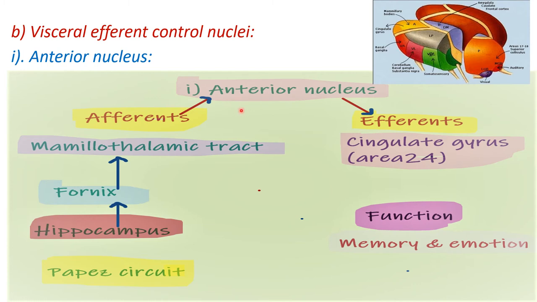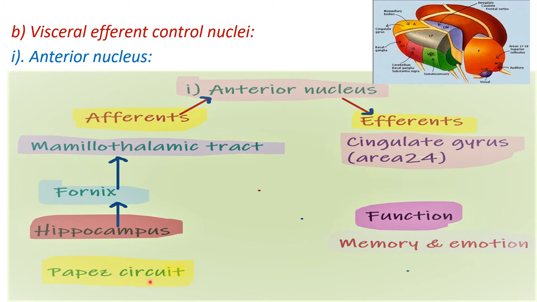This anterior nucleus belongs basically to the Papez circuit. We'll be studying the Papez circuit, which is an important circuit of the limbic system, and it is concerned with memory and emotions. It receives its signals from the hippocampus via the fornix and relays through the mammillothalamic tract to the anterior nucleus.